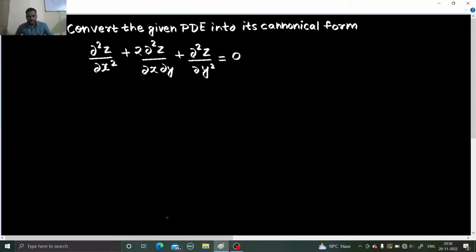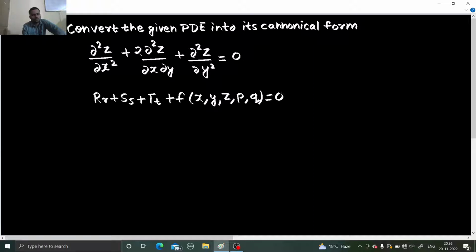For all these three, let me first give you the normal form which we have: Rr plus Ss plus Tt plus a function of x, y, z, p, q equals 0.